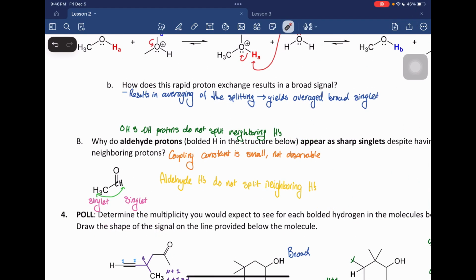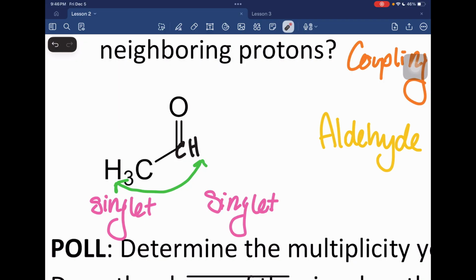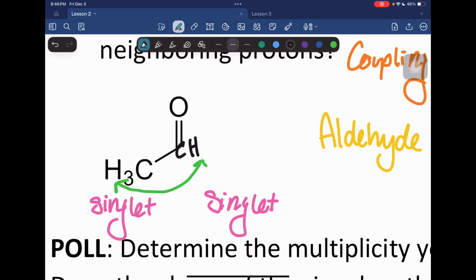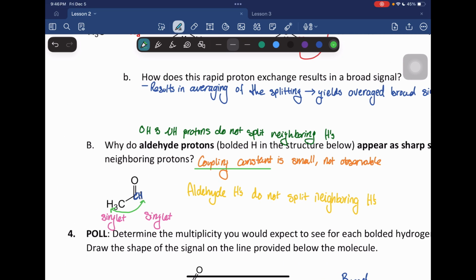So next we have: why do aldehyde protons appear as sharp singlets despite having neighboring protons? So in your worksheet, it's going to be written out like this with an H right there. It took me a second to understand what they were saying with that. But pretty much, I'm going to color this as CH, right? And this is saying that the coupling constant, remember, which is measured in J, is so small that it's not even observed.